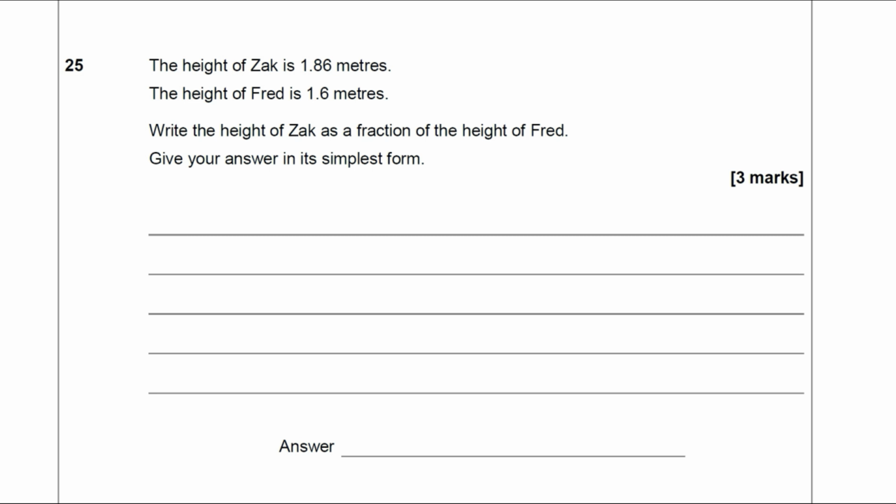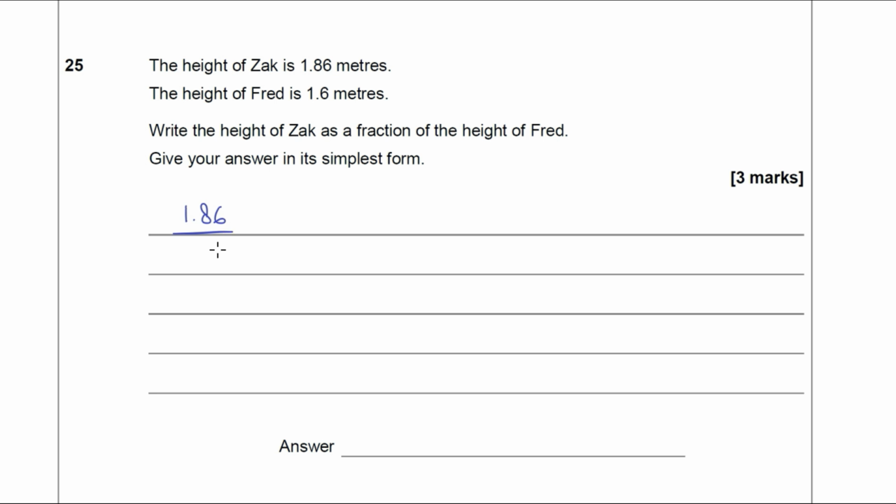25. The height of Zach is 1.86 meters. The height of Fred is 1.6 meters. Write the height of Zach as a fraction of the height of Fred. Give your answer in the simplest form. We are comparing this and this number.